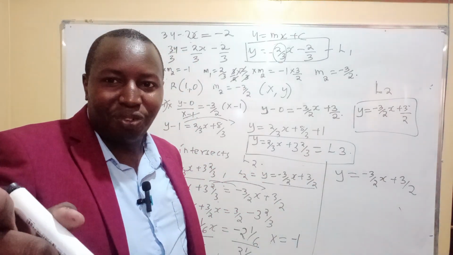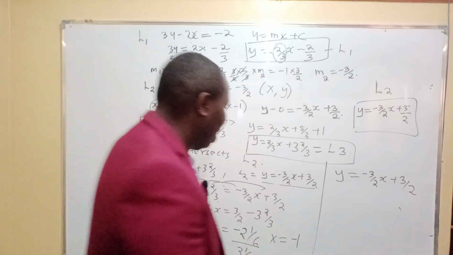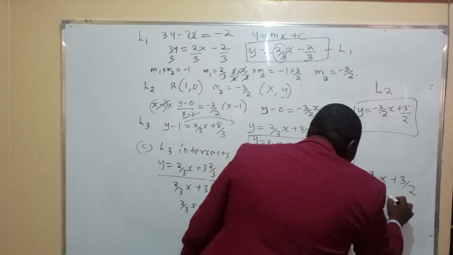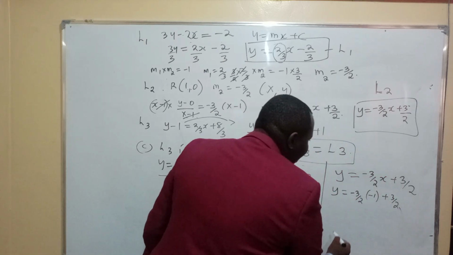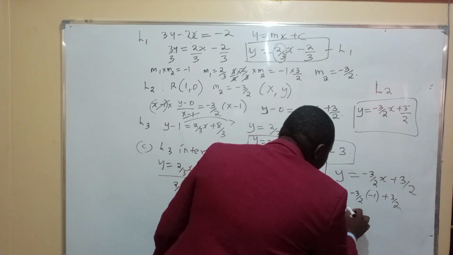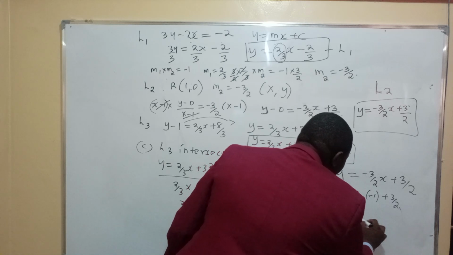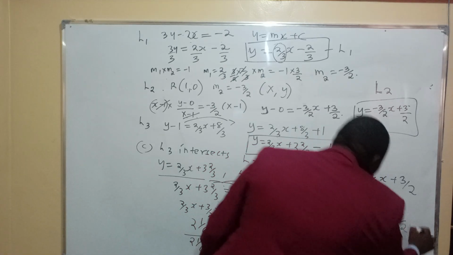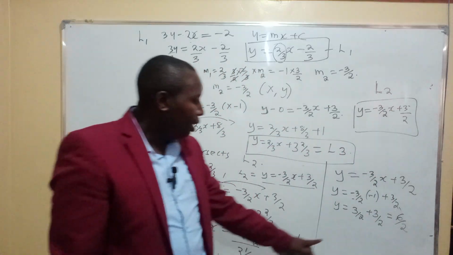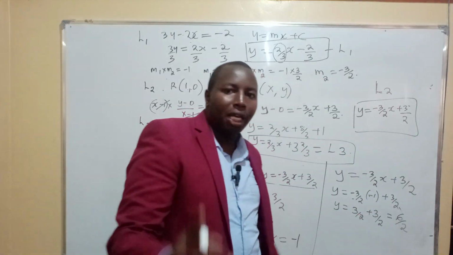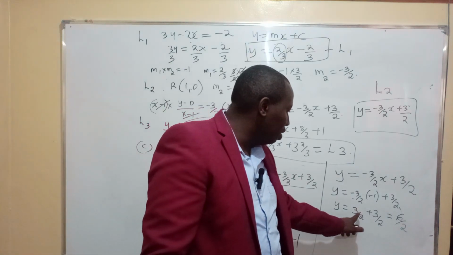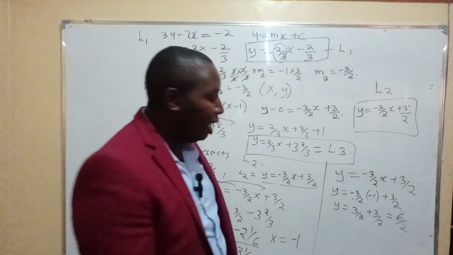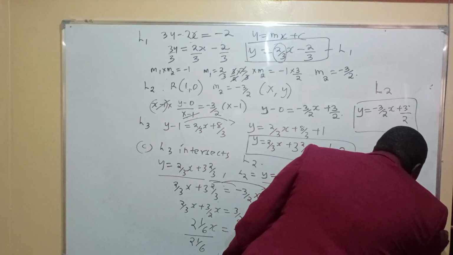Our x is negative 1. So y is equal to negative 3 over 2, bracket negative 1, plus 3 over 2. Minus times minus comes to positive 3 over 2 plus 3 over 2. This comes to 6 over 2, because the LCM of 2 and 2 is 2. So you add the numerators, 3 plus 3, 6 over 2, and you get 3. So the value of y is 3.